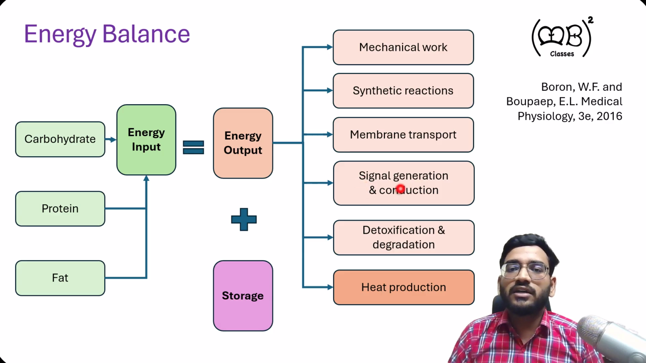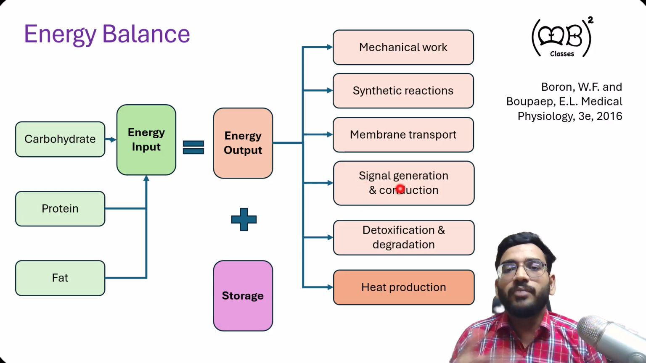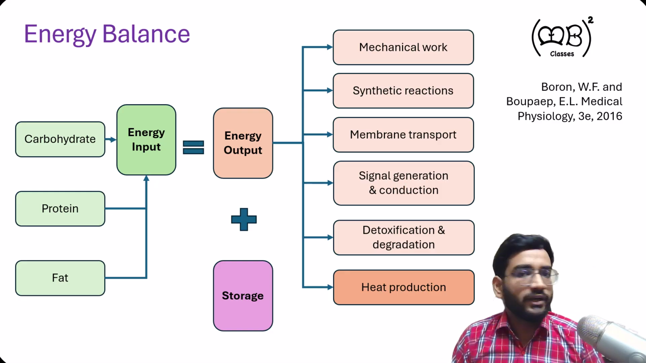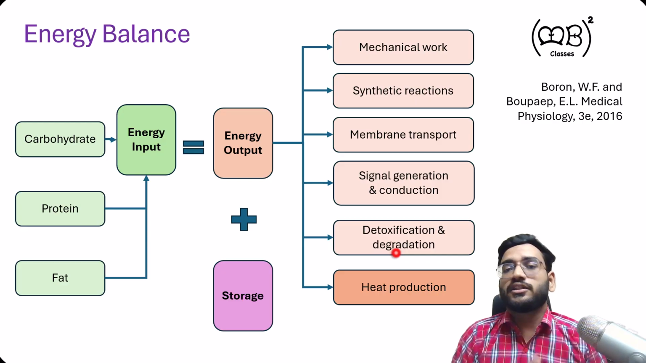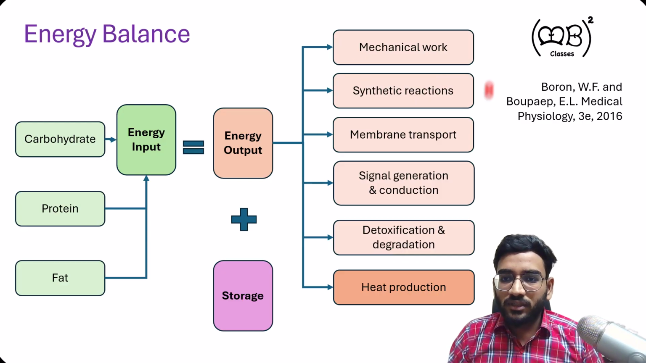So for signal generation and conduction, the brain almost takes up 20 to 30% of the basal metabolic rate, just the brain, because there is a lot of signal generation and conduction happening there. Then there is detoxification and degradation. So the liver also takes up 20 to 30% of the basal metabolic rate. So all of this is basal metabolic rate.